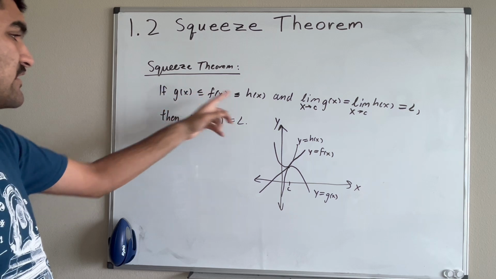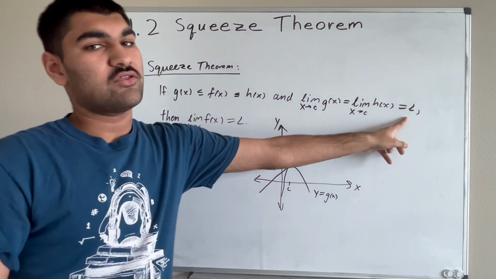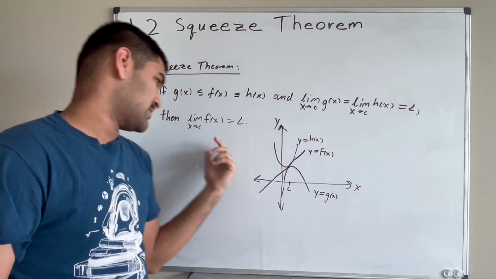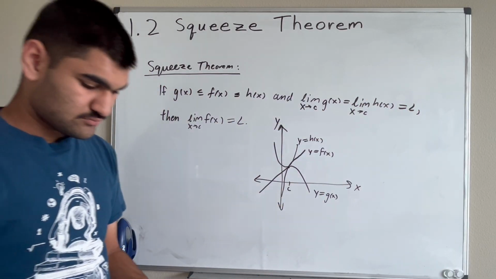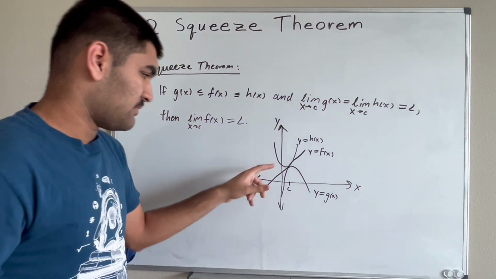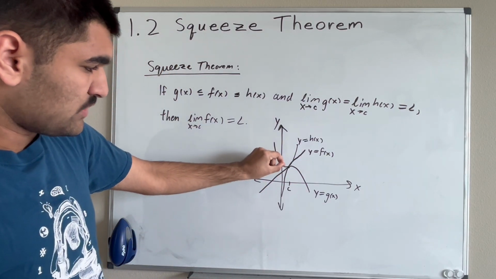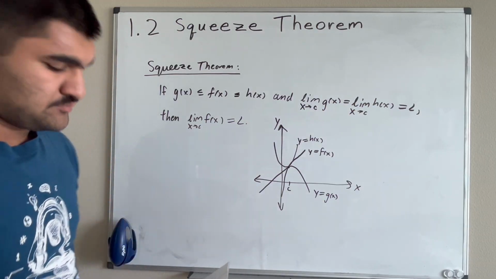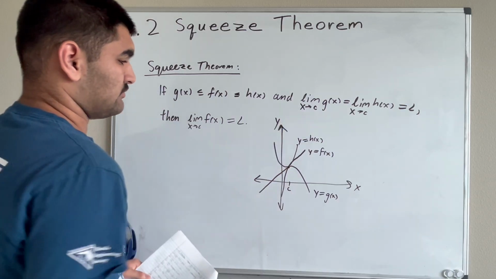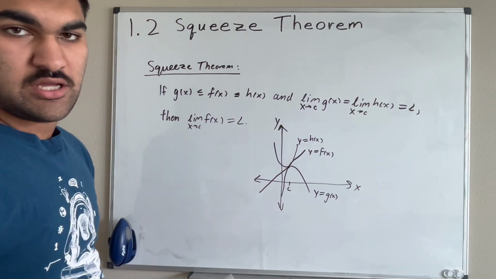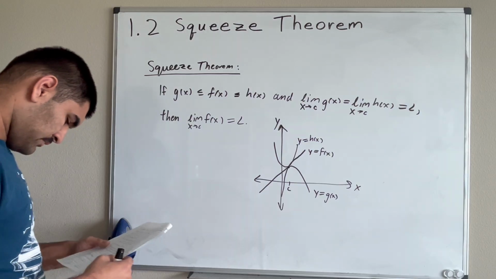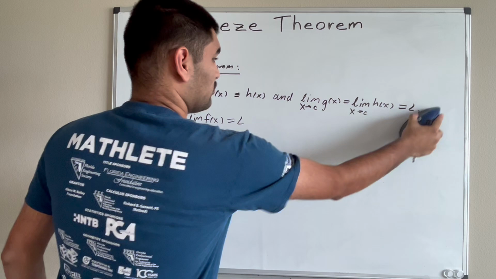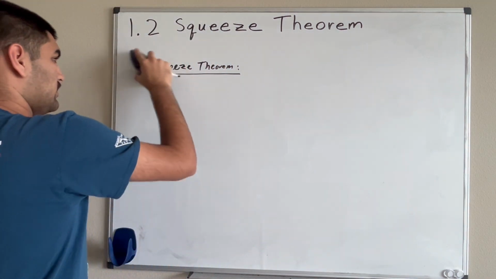But f of x is bounded between g of x and h of x. So therefore, if g of x and h of x approach the same value as x is approaching c, then f of x is also going to approach that same value as x approaches c, since it's bounded, right? That's why it's called the squeeze theorem, because f of x is essentially squeezed between h of x and g of x. So it has nowhere else to go besides L itself. Okay? So that's the geometric interpretation, the intuition behind the squeeze theorem. Now I will show you how this squeeze theorem is applicable.